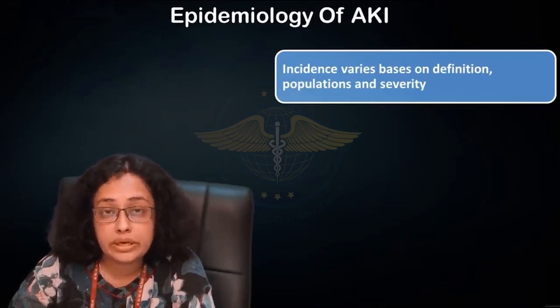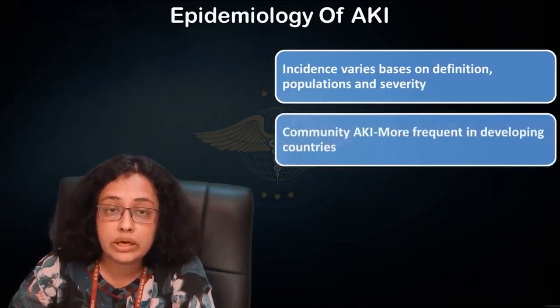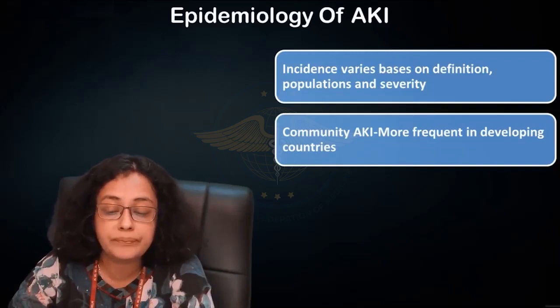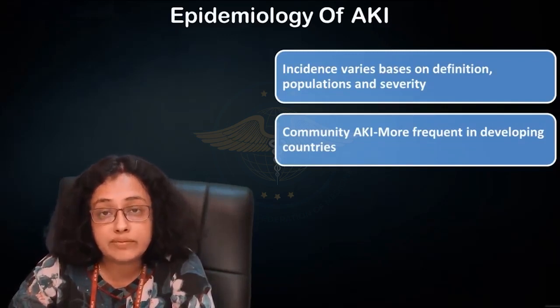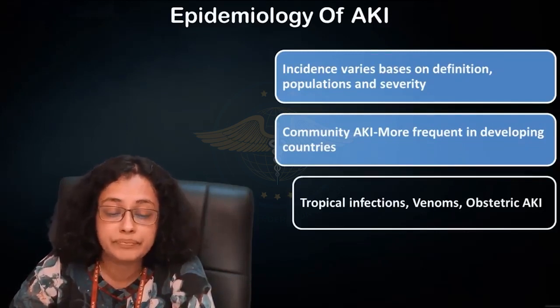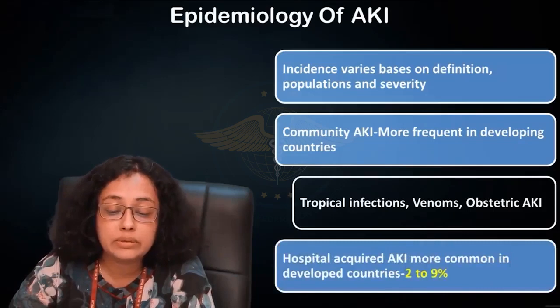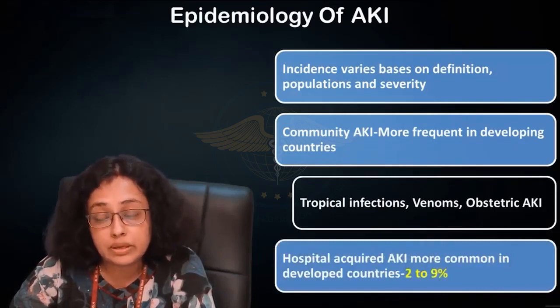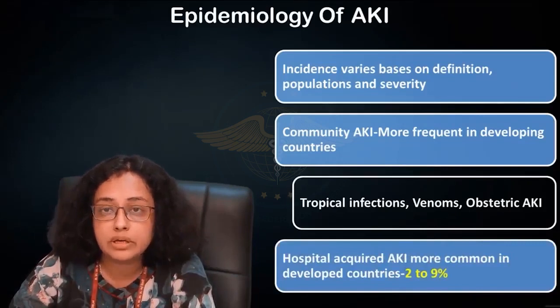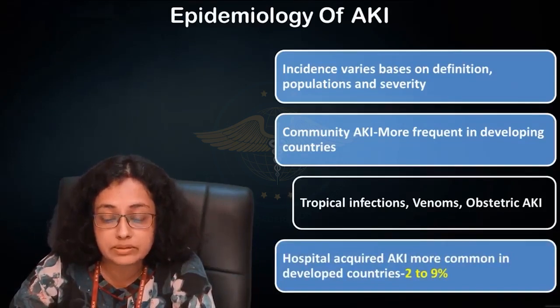There are two types of AKI broadly. Community-acquired AKI, where the patient comes to the hospital with an acute kidney injury because of any reason. This is seen more frequently in developing countries because of tropical infections, venoms, and obstetrical accidents which commonly happen there. Hospital-acquired AKI means the patient is admitted to the hospital for some other reason and develops kidney injury therein. This is more common in developed countries and varies from 2 to 9%.